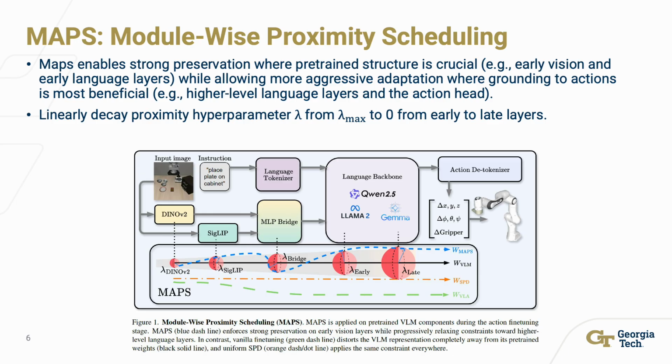In this figure, the black solid line shows the original VLM weights, the green dashed line is the VLA weights during vanilla fine-tuning, and the orange line shows the weights after state-of-the-art robust fine-tuning. MAPS is shown in blue, where weights of components are kept strictly aligned to our empirically verified hierarchy.